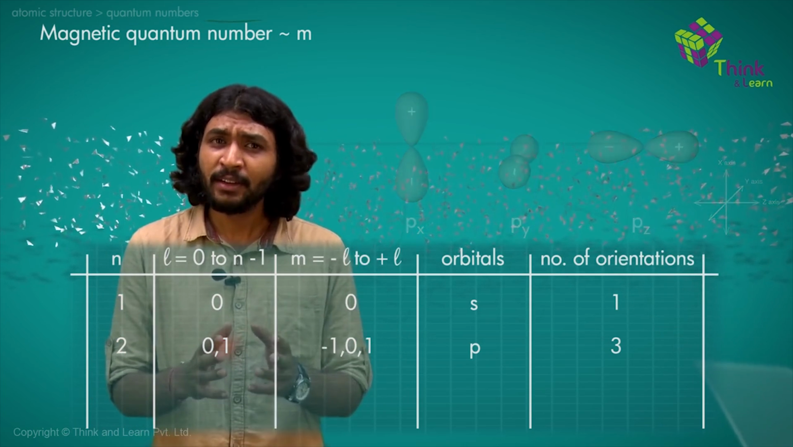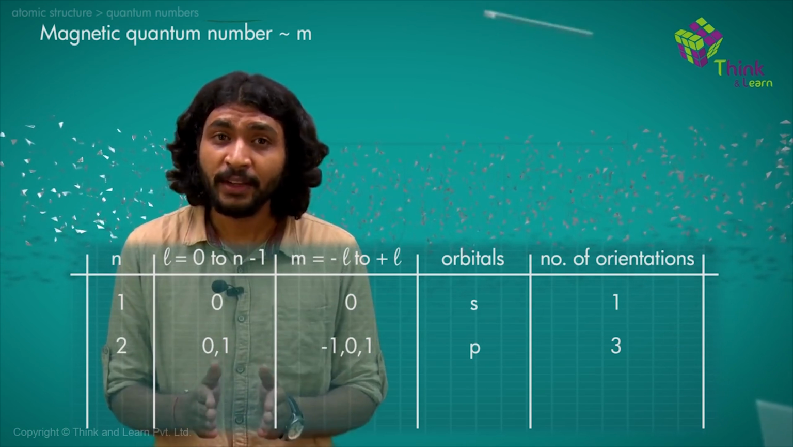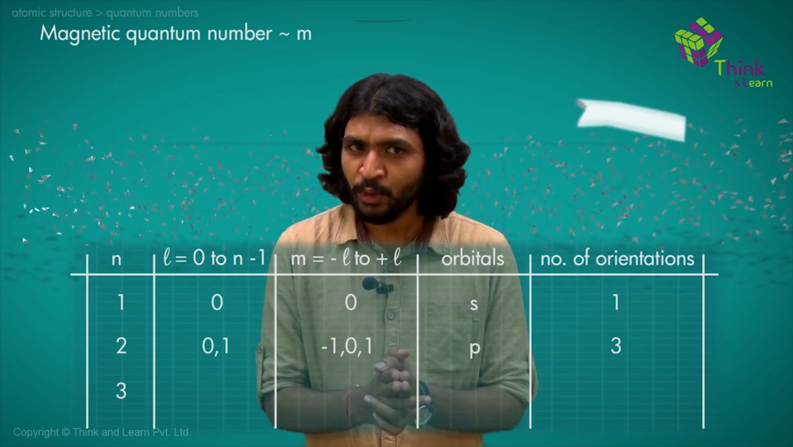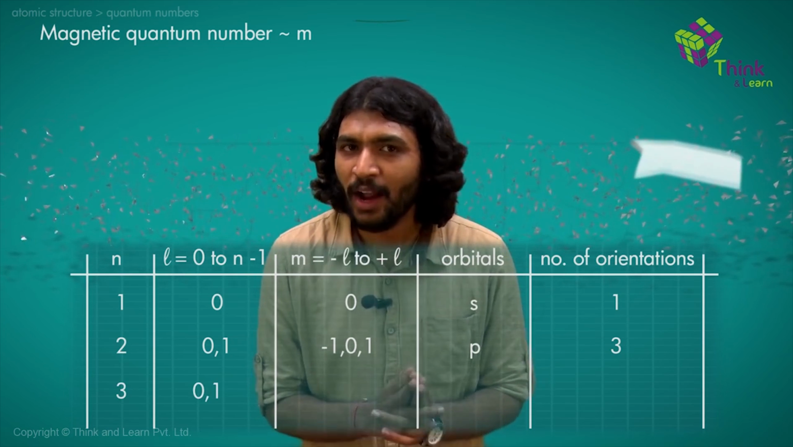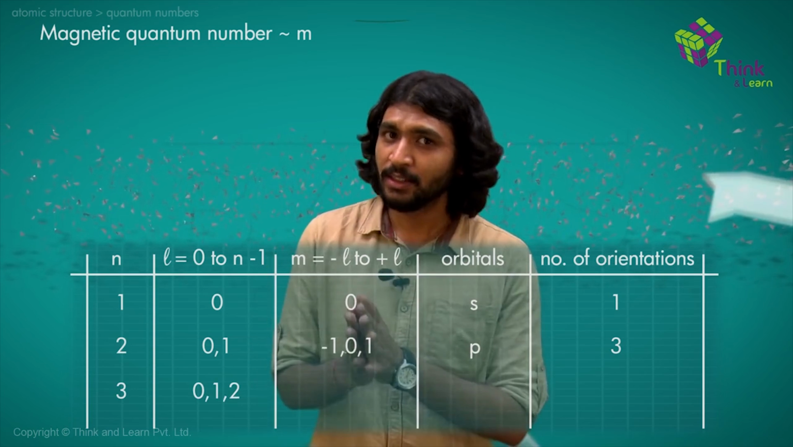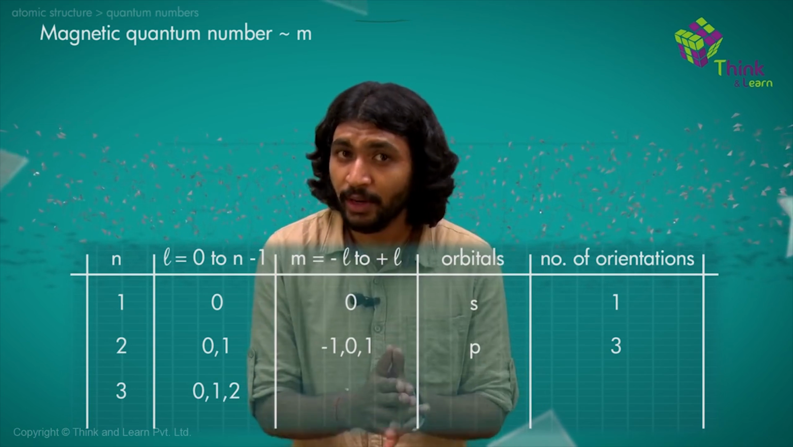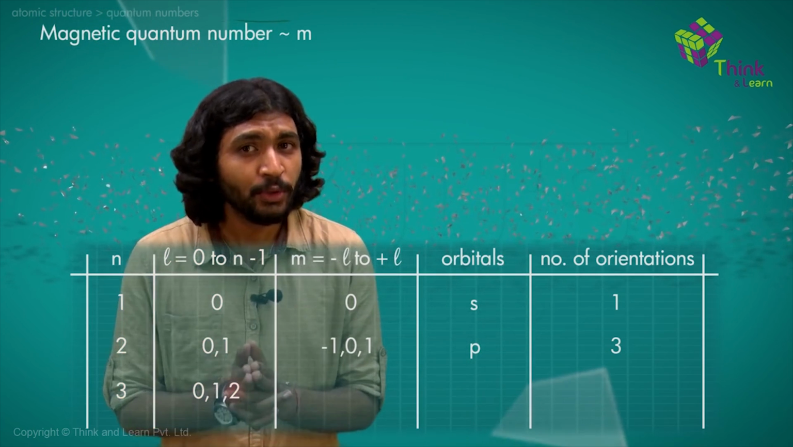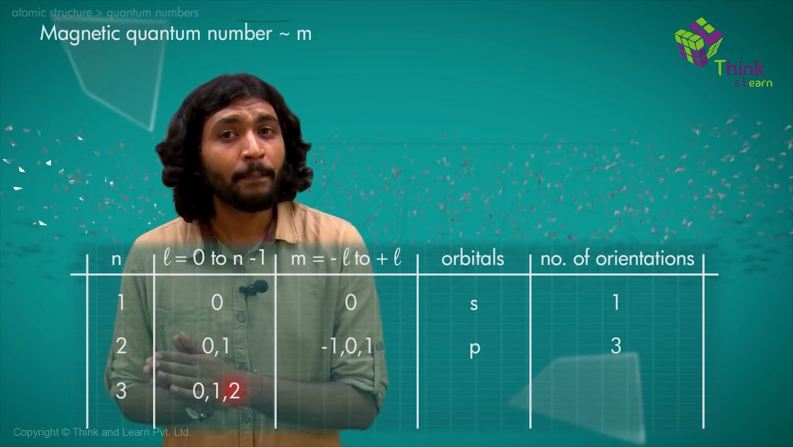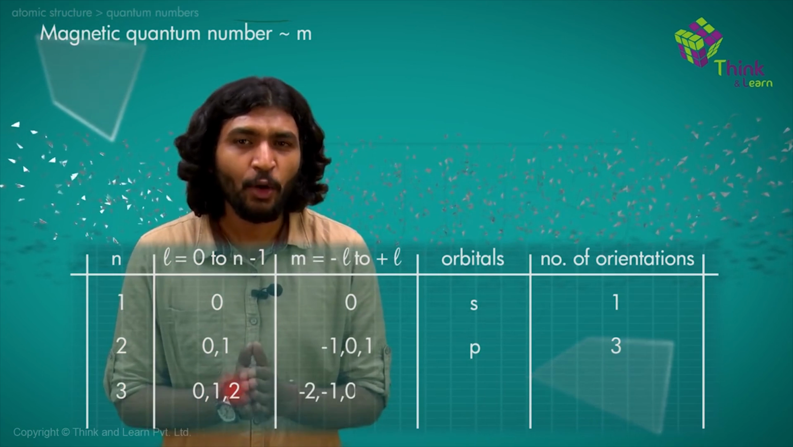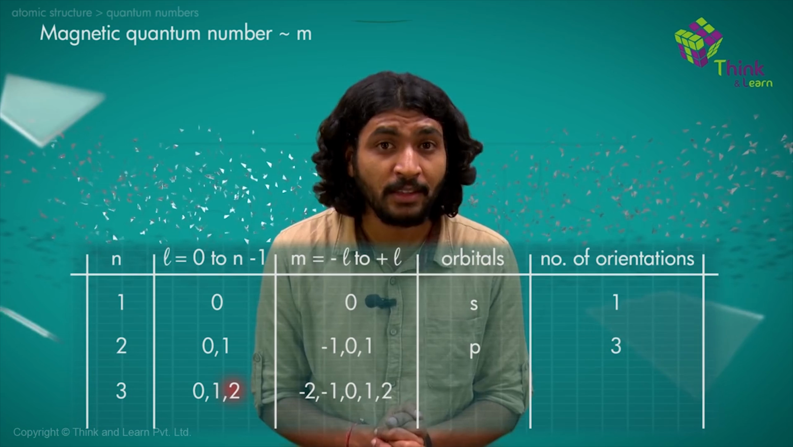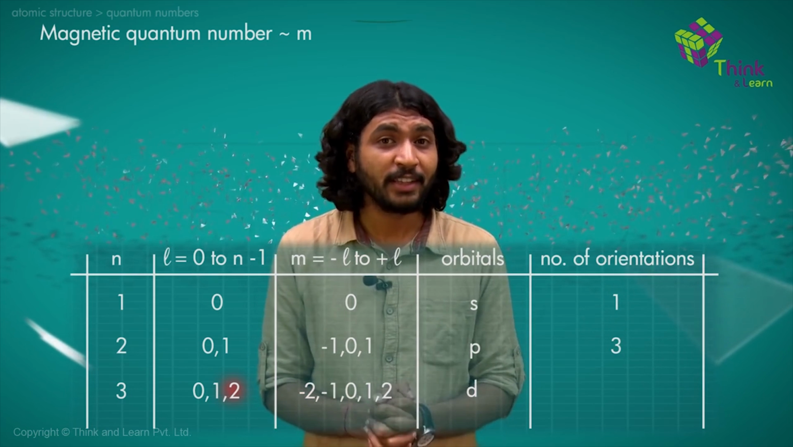Now let's examine energy level 3. For energy level 3, n is equal to 3. So what's L? L is 0, 1, 2. Now what's the magnetic quantum number? You know the orientations for L is equal to 0 and L is equal to 1. For L is equal to 2, the magnetic quantum number is minus 2, minus 1, 0, plus 1 and plus 2. So there are 5 different d orbitals oriented in space around the nucleus.